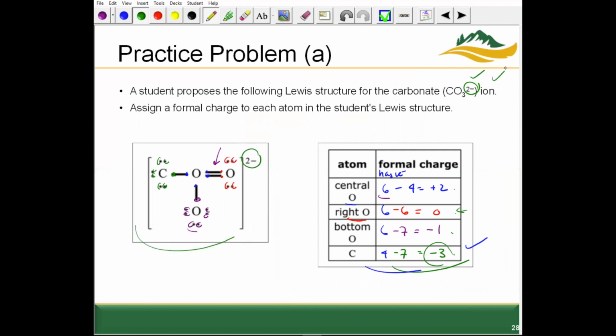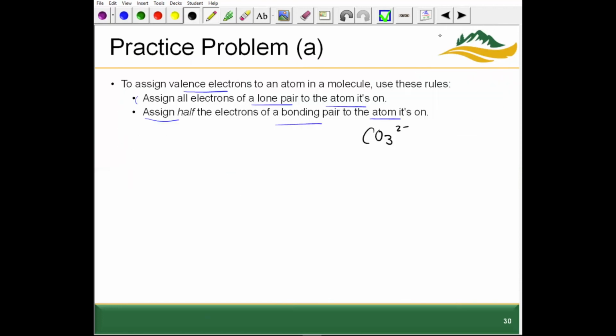It's a good thing to check, but given this structure, we would probably want to rework this to more minimize the formal charges. Because we don't have an ideal structure, let's try to figure out the ideal structure. So the first step in drawing the Lewis dot structure is to count the number of valence electrons and figure out which atom goes in the middle. Carbon is more unique than oxygen. Carbon is less electronegative than oxygen as well.